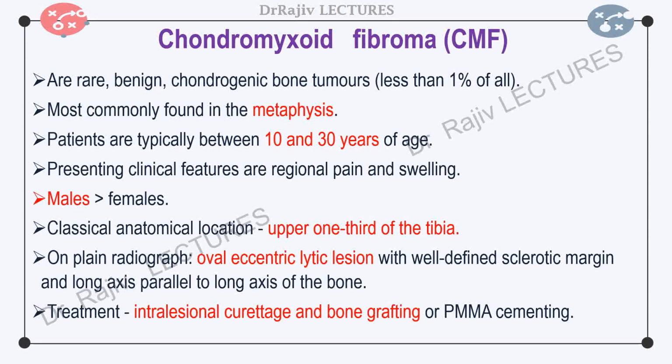On plain radiograph, the tumor appears as an oval eccentric lytic lesion with a well-defined sclerotic margin and long axis parallel to the long axis of the affected bone. Treatment is usually intralesional curettage plus bone grafting or PMMA cementing.